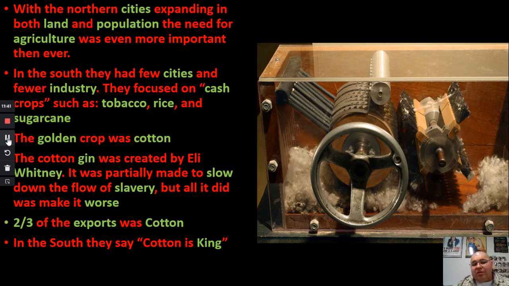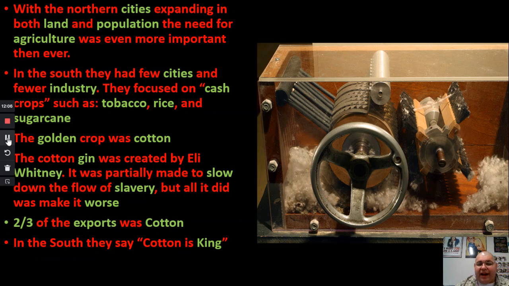So the northern cities really started to expand, with land and population. A lot of that was because they had factories and a lot of cities. People were coming up north to get jobs, and people from other countries were coming and settling in the north because they had jobs. But now it came to the point of, well, now we have to feed them.